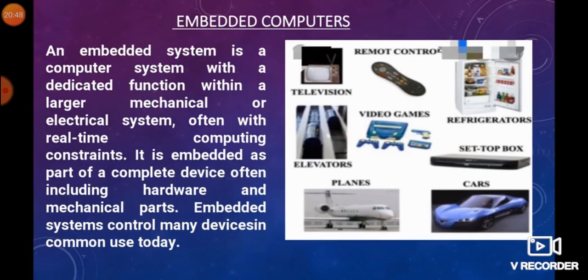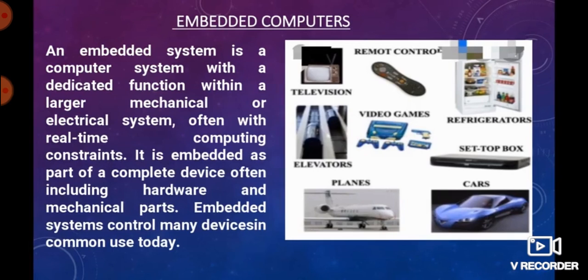A special kind of computer system is the embedded system. An embedded system is a computer system with a dedicated function within a larger machine or electronic system. Basically these embedded computer systems are like small chips normally used with electronic or very large machines for working. Here we have pictures of a refrigerator, cars, set-top box, planes, elevators and televisions. A special kind of chip is used inside these systems which works on real-time computing.